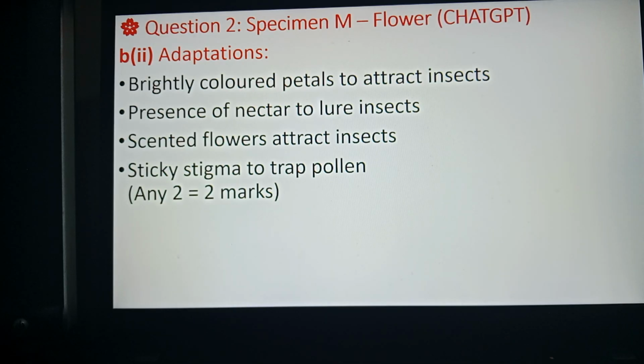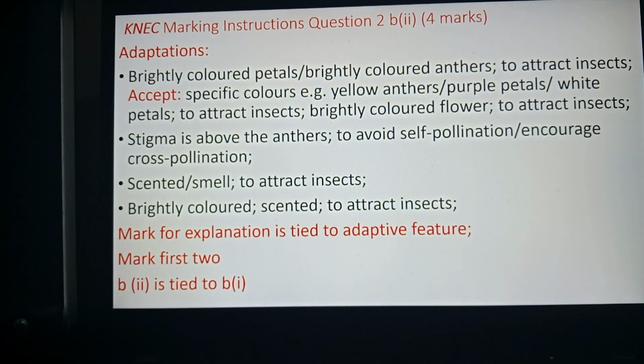B2, adaptation. From ChatGPT: brightly colored petals to attract insects, presence of nectar to lure insects, scented flowers to attract insects, sticky stigma to trap pollen. Let's go to the council marking scheme. Brightly colored petals or brightly colored anthers to attract insects. Accept specific colors, e.g. yellow anthers, or purple petals, or white petals to attract insects. Brightly colored flower to attract insects, you can accept.